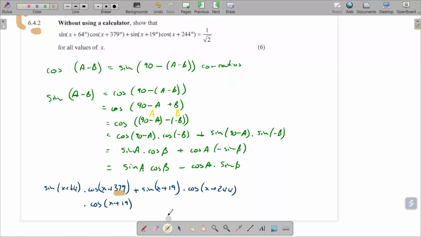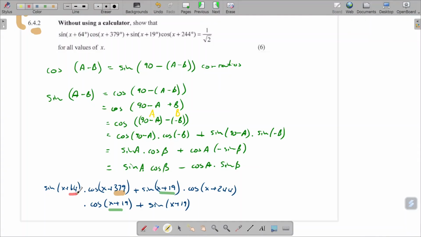What I'm seeing at this stage is that these two things are now the same, the x plus 19 and the x plus 19. So I'm going to try and keep that, and I'm going to keep that sine of x plus 19 because they look the same. I'm going to now try to find a way to make these other two look the same. What I'm noticing here is that although they aren't exactly the same, the 64 and the 244 are out by 180.